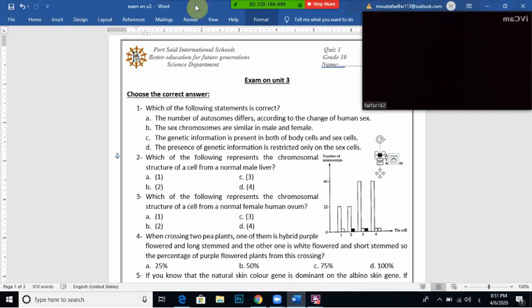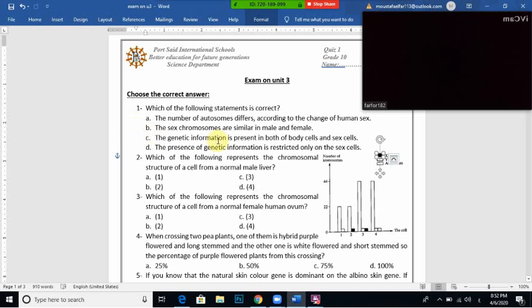The first question is, which of the following statements is correct? The number of autosomes differs according to the change of human sex. This means that the female has a different number of autosomes than the male, and this statement is wrong. The sex chromosomes are similar in male and female, and this statement is also wrong.